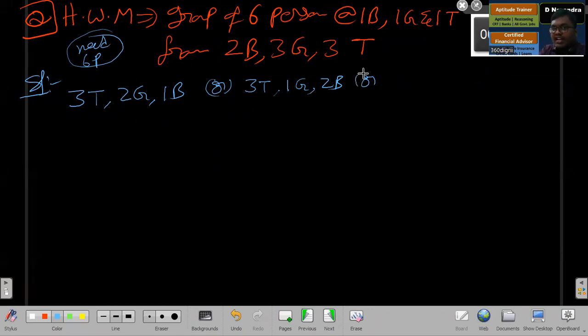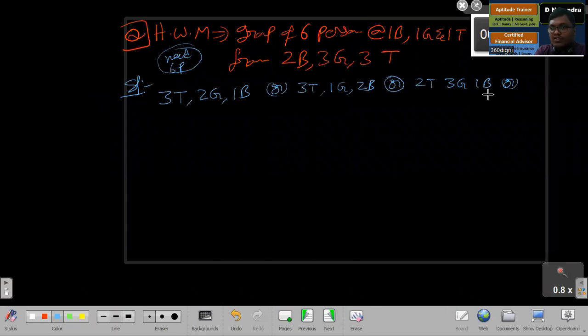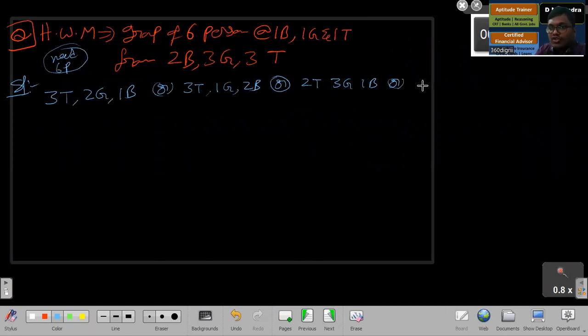Now in the same way, try with three girls. Don't go in random order, go with some logical order. It will be easy. Now, two teachers, three girls, one boy. Write in a straight line, guys. Or one teacher, three girls, two boys. All are over. So with three girls over, three teachers is also over.